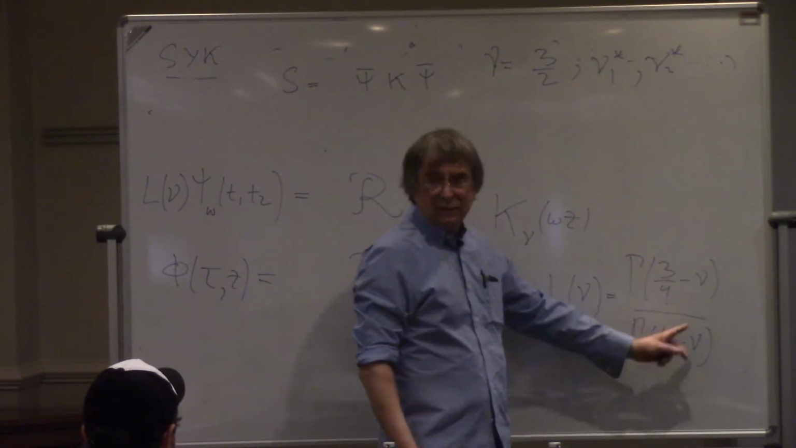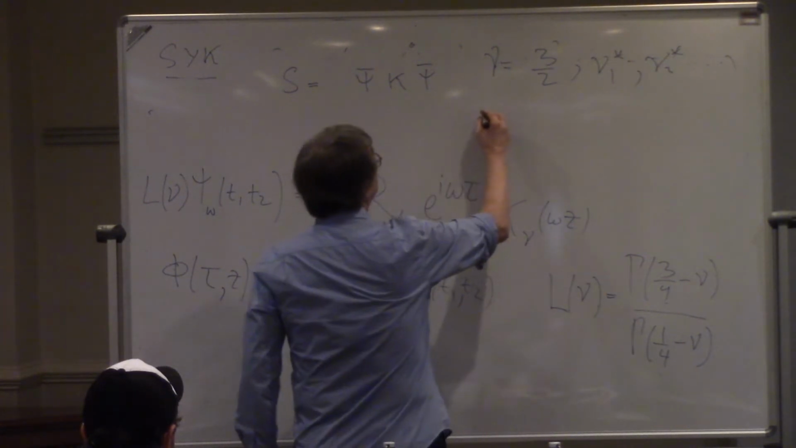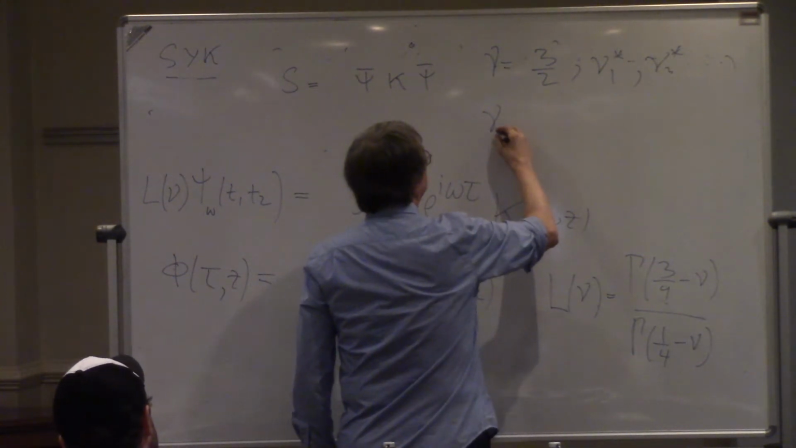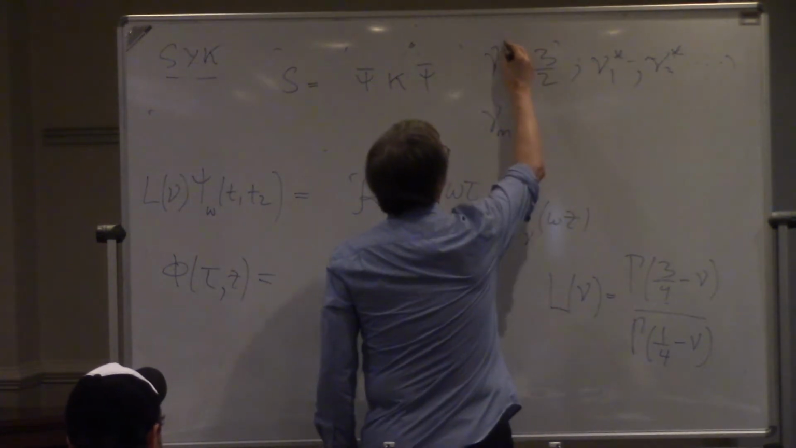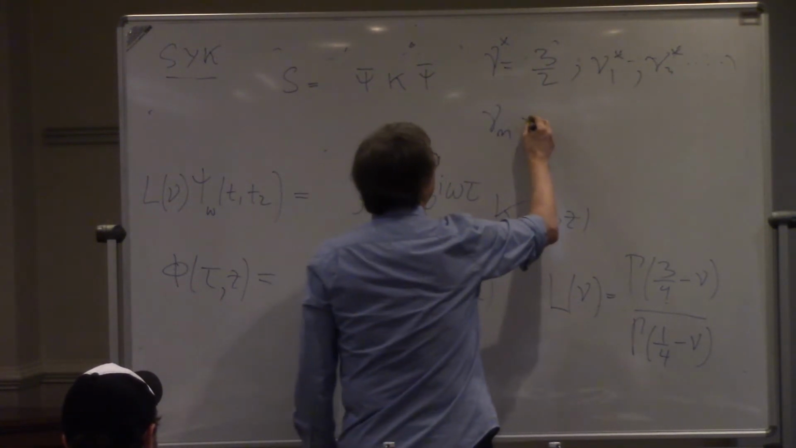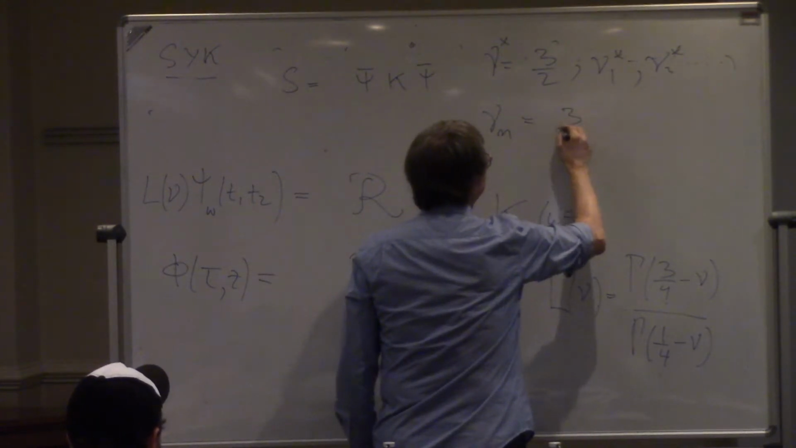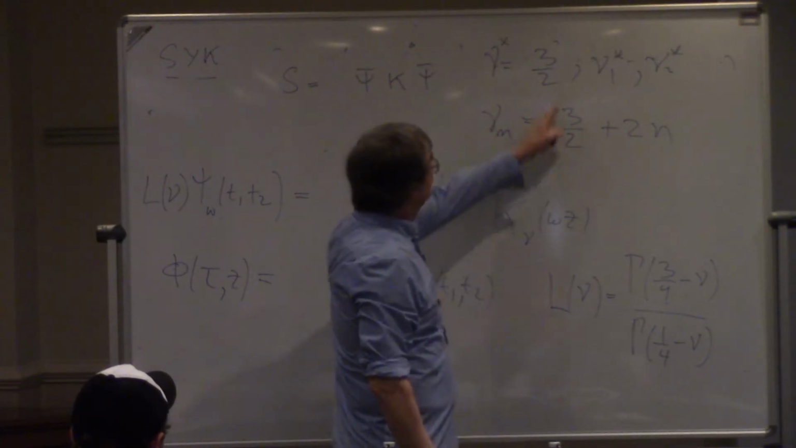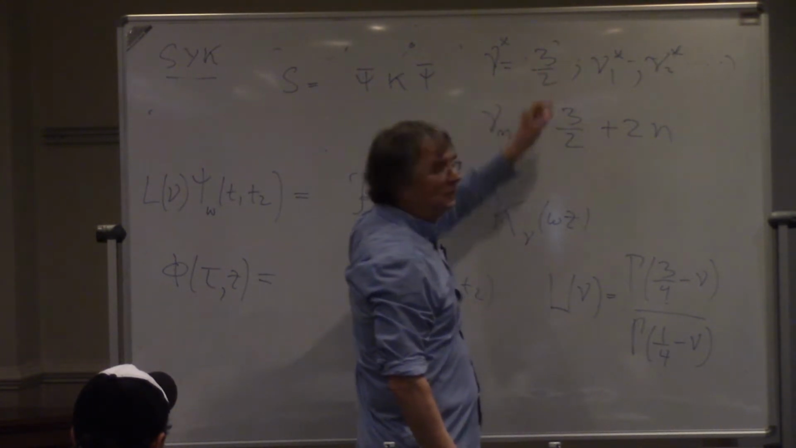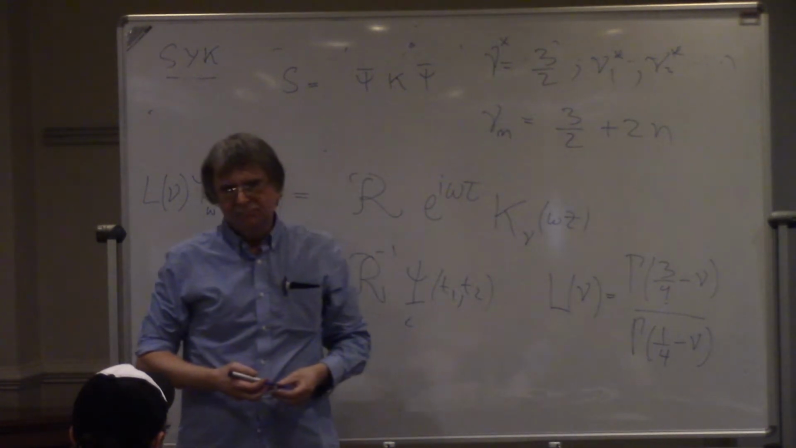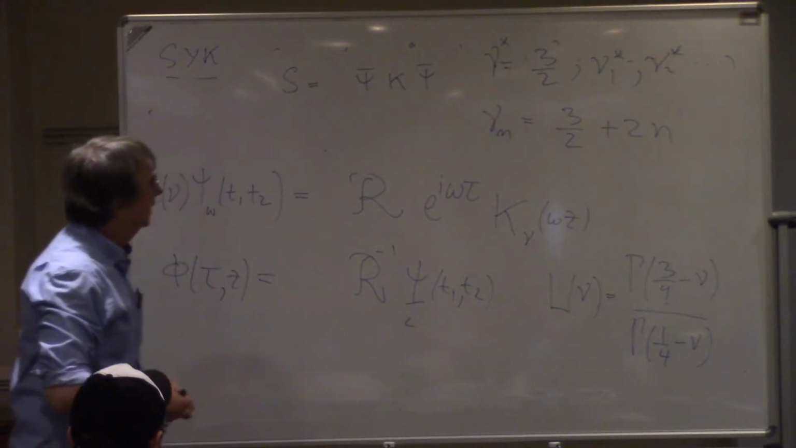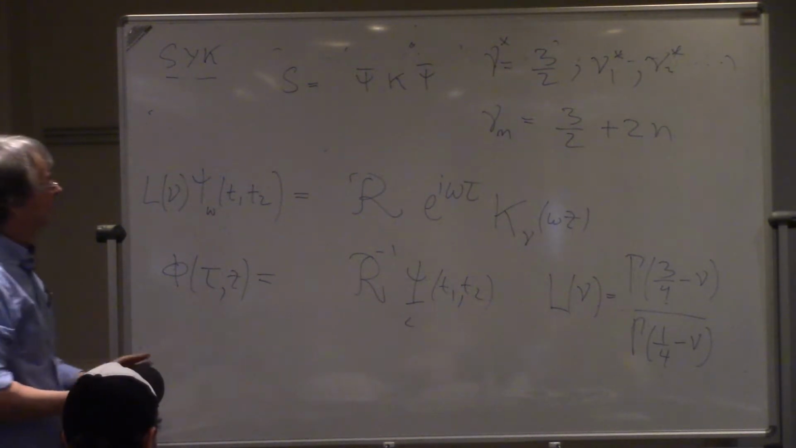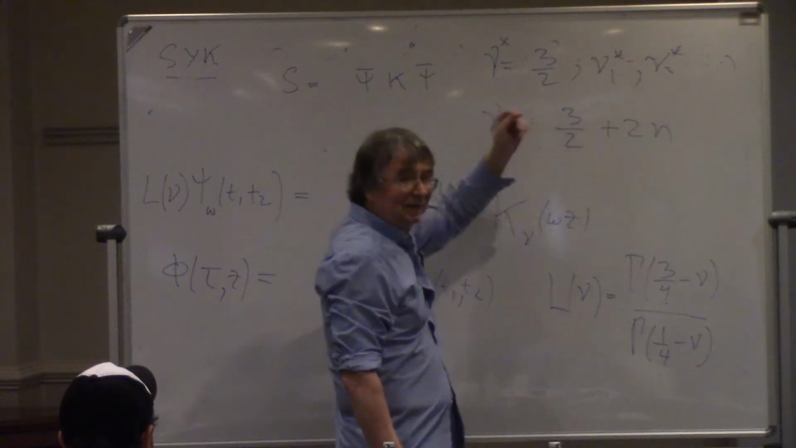But there are poles here. So we would add to this spectrum this. So I call this star states. And they are 3 halves plus 2n. When n is equal to 0, you don't know whether this state is matter or gravity. So in that case, that is a coincidence. So there would be 2 sequences of states.